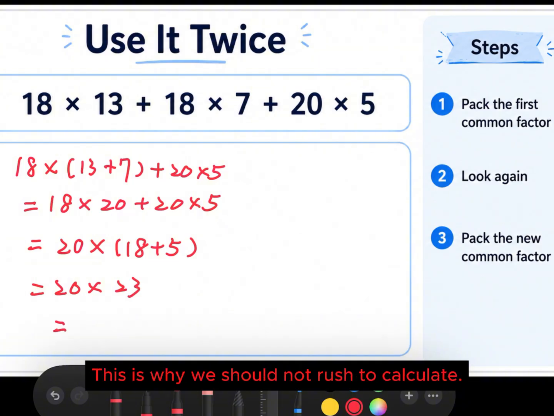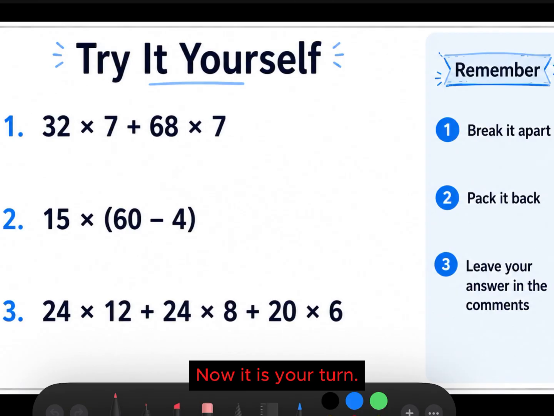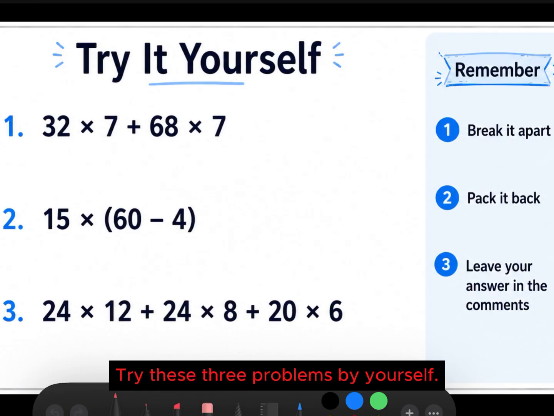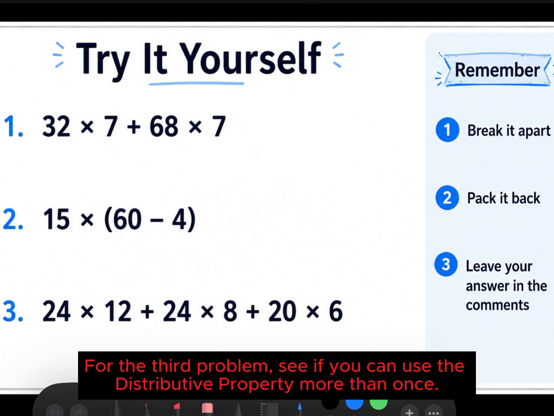This is why we should not rush to calculate. First, look for the structure. Now it is your turn. Try these 3 problems by yourself. For the first problem, try to pack it back. For the second problem, remember to keep the minus sign. For the third problem, see if you can use the distributive property more than once.